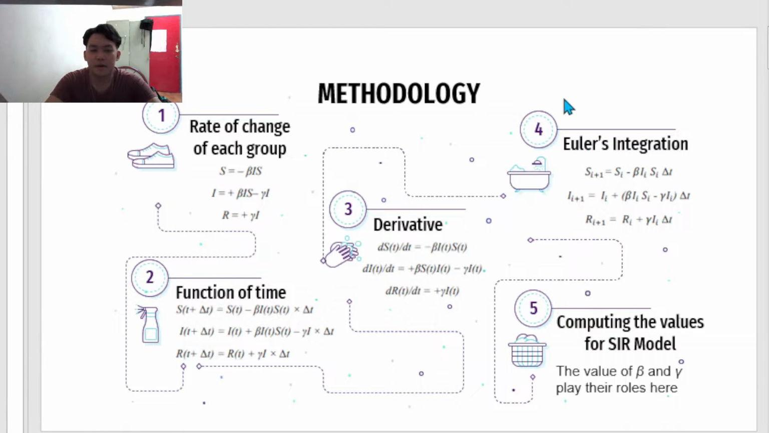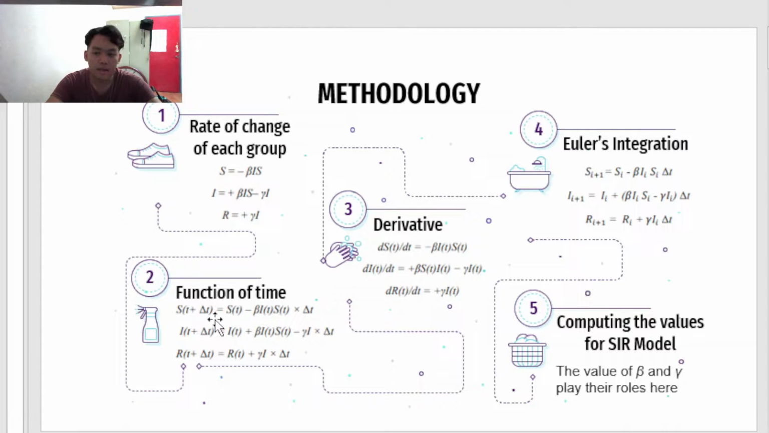Okay, the next part of the methodology is finding the function of time. So we know that these groups will change from time to time. So we can say that these groups are functions of time. So this is a familiar way of denoting all these functions. That's why we need t as a finite change of time to complete our function. And we will also have delta t that will be defined as 1 day and this little t here as today. So we need this to complete our function.